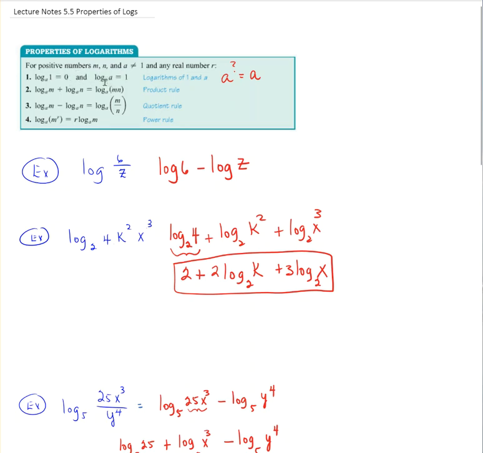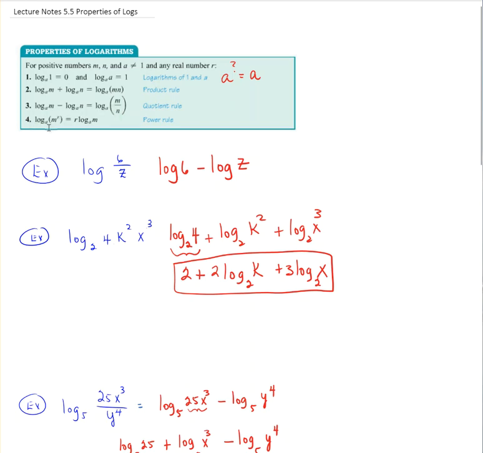If you have the same base number here, that's going to be equal to 1. And anything to the 0 power is 1, so it doesn't matter what a is. If you have two logs with the same base and you're adding them, you can rewrite it as one log of the product. If you have two logs with the same base and you're subtracting them, you can write it as one log of a quotient.